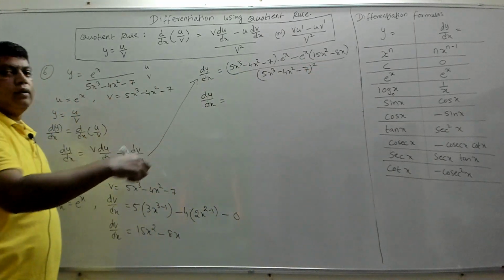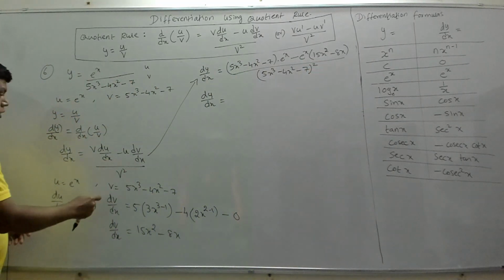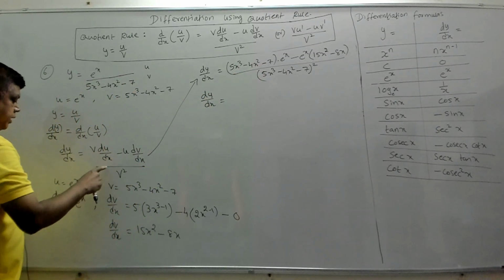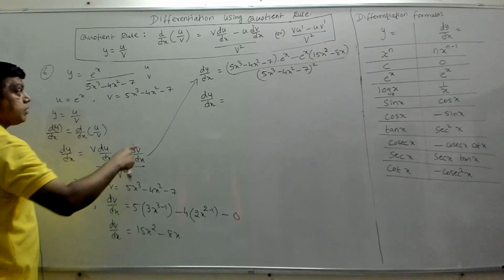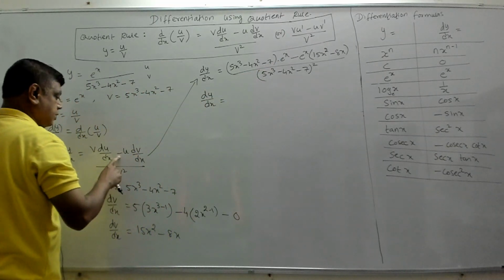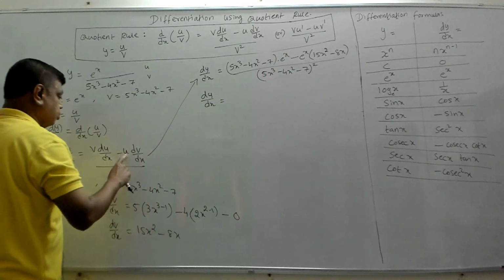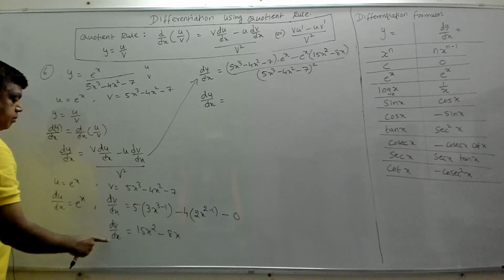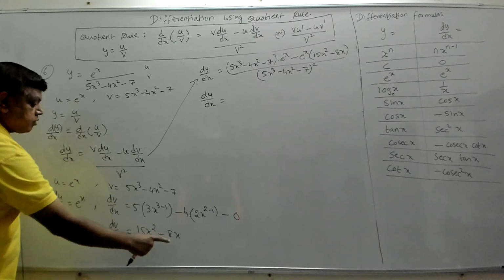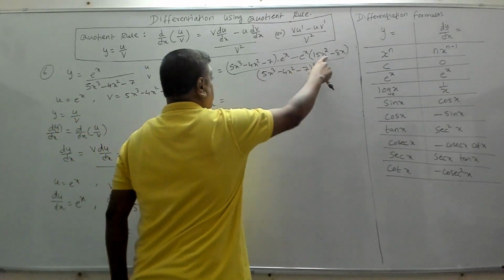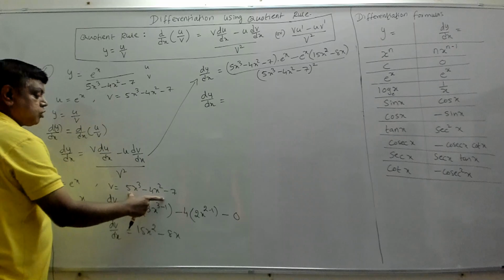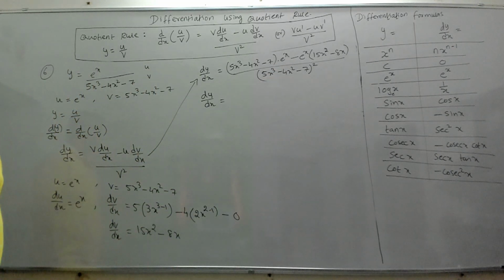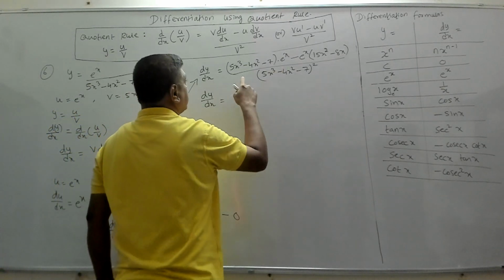Right. So we have substituted v is this, which I have substituted here. V into du by dx, which is e power x, which I have put here. Then minus u, which is e power x, so e power x into dv by dx. So that is 15x square minus 8x by v square, and v is 5x cube minus 4x square minus 7, that whole square. Fine. Now after that we are simplifying.